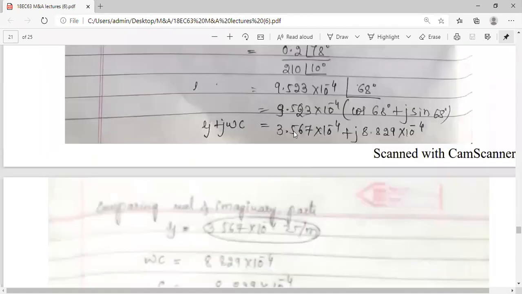Okay. In yesterday's class, we solved a few problems on how to find the primary constants and how to find gamma, alpha, beta, and Z naught. Just cross verify this answer.